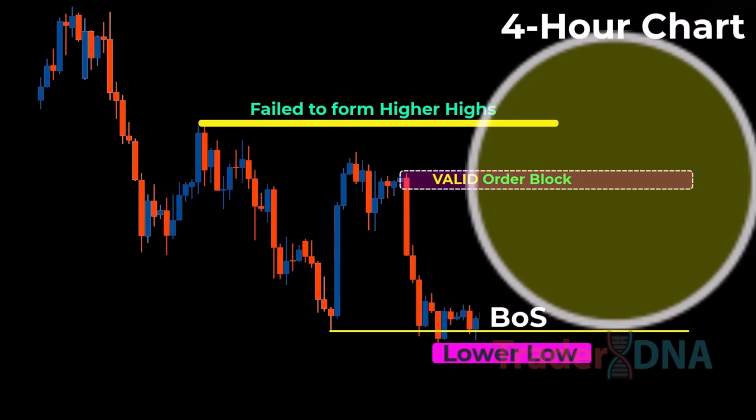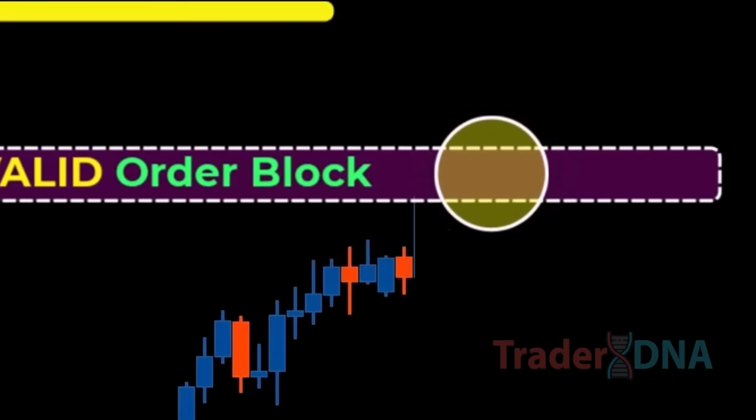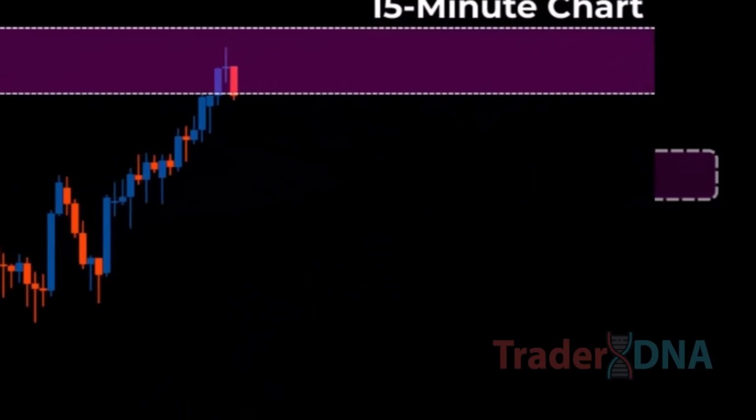Once you've locked in the valid order block, don't chase price. Wait. Let price retrace back into that level. When price touches the order block, we move to the next step, confirmation. Now we need to see if price actually reacts. To do that, we drop down to a lower time frame like the 15-minute chart.